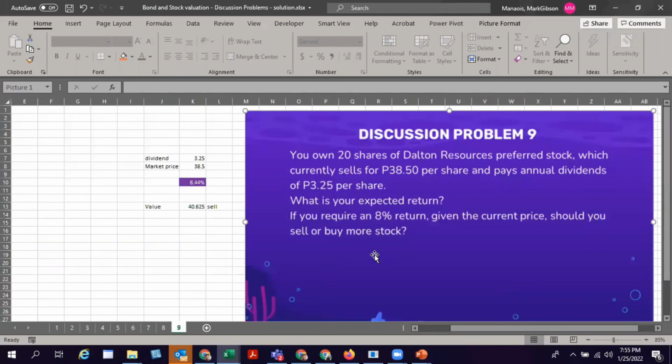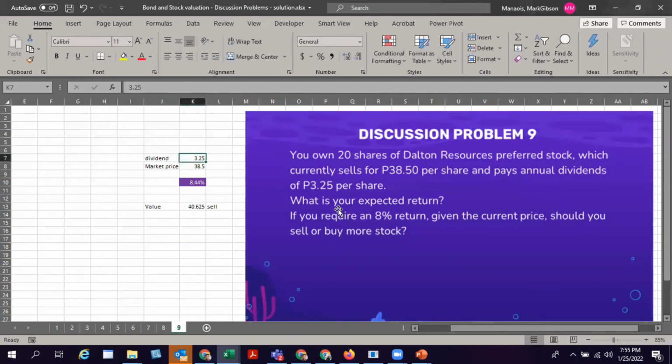Problem number 9, you have a dividend of 3.25. If you notice, this time what we are asked to compute is the required rate of return. So we jumble the formula, a more complex illustration of stock valuation. We already know the straightforward one, and accounting will really test you, not your knowledge but more of how you analyze the problem. Remember, our formula to get the market price is dividend over the required rate of return. But this time, the market price is given, the dividend is given. So we are now asked to compute the expected return, or the required rate of return.